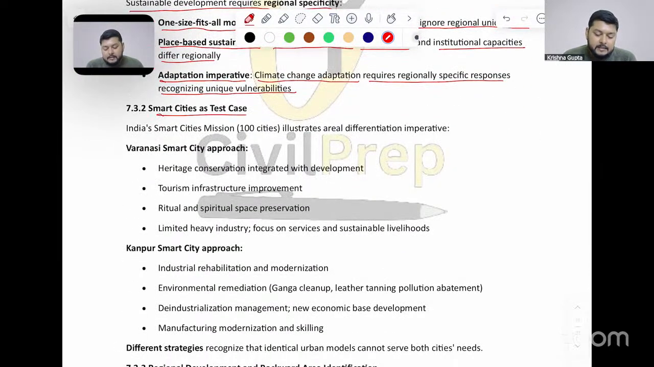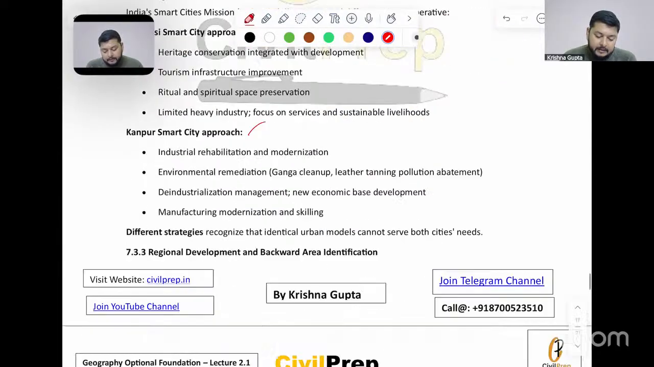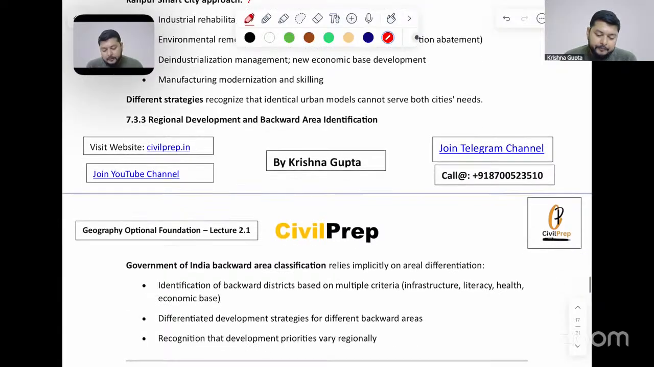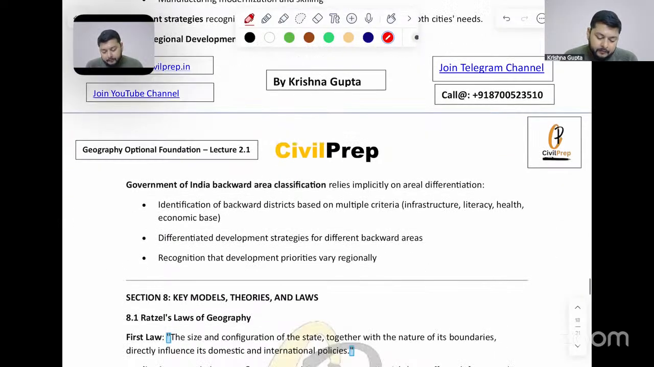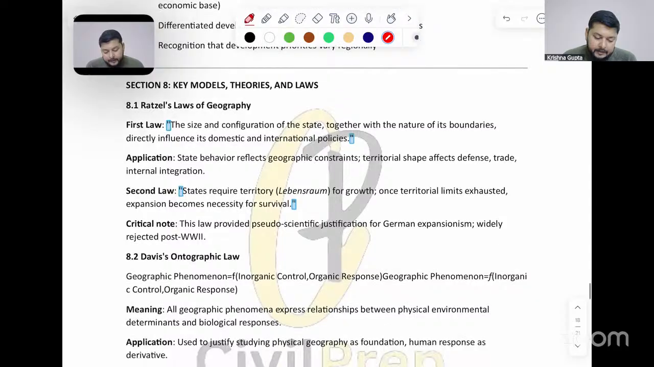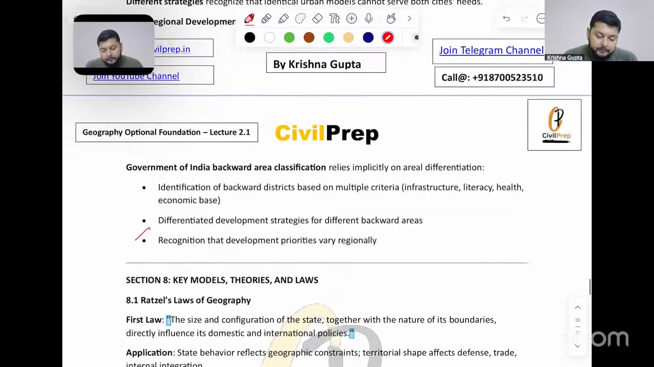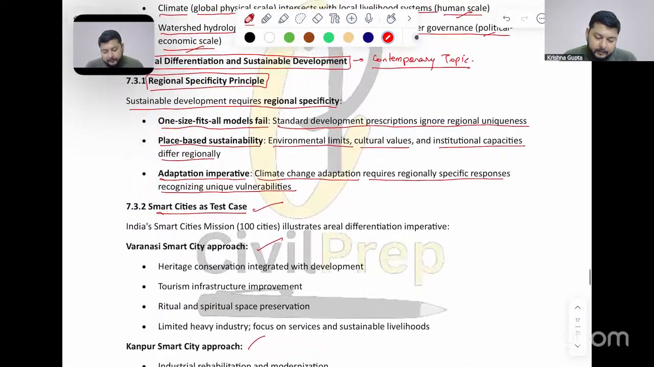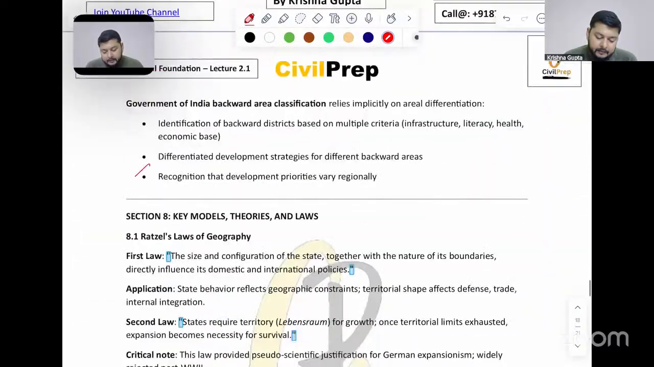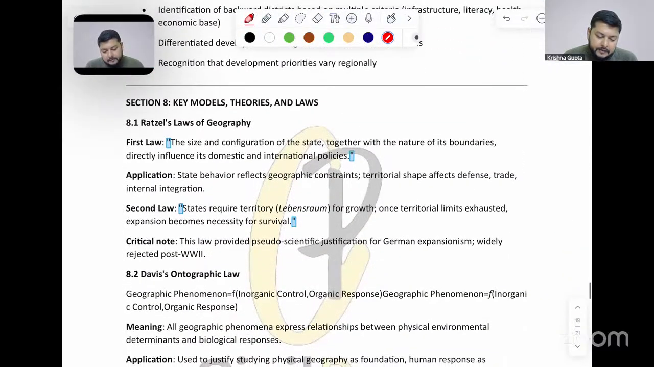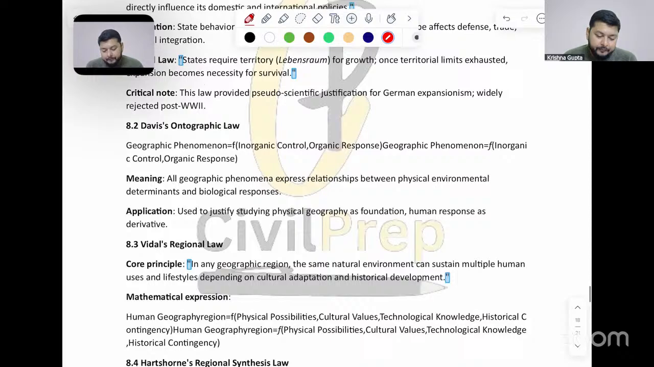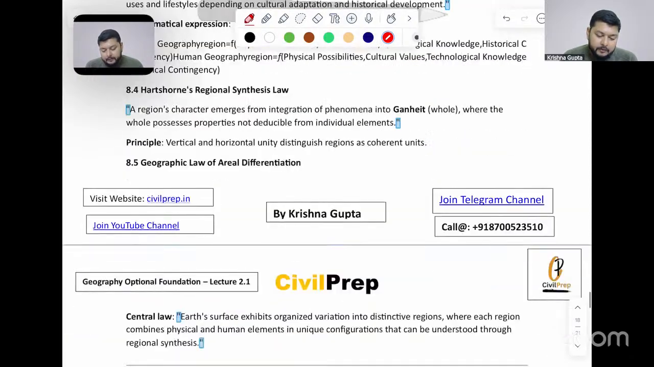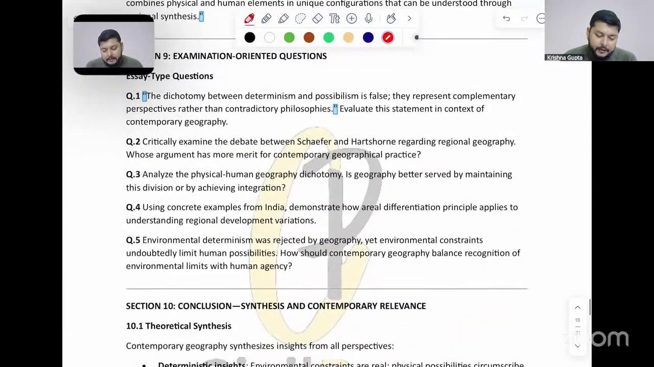Smart cities as a test. We have seen these examples already. You can just go through them. We have also identified this part here. Now we have completed the part on areal differentiation and regional geography. This section covers the different models, keys, and laws. Then different models, keys, and laws and case studies are provided here.